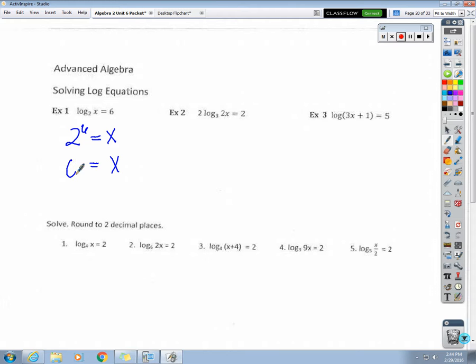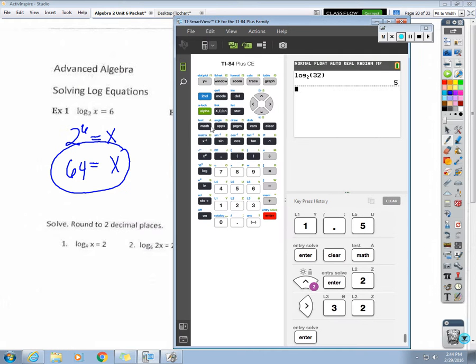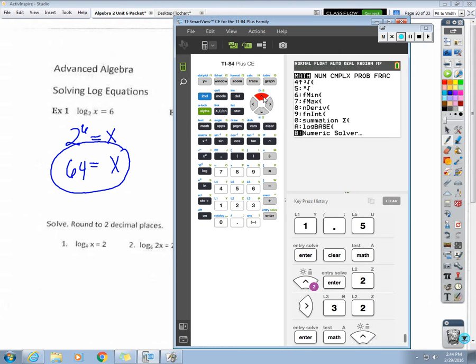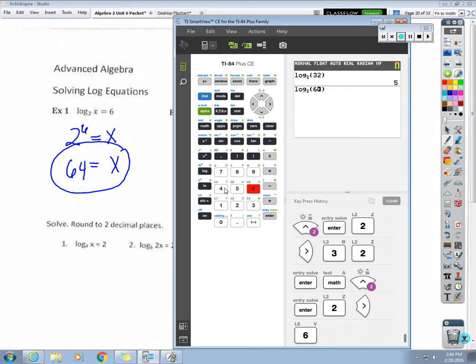Now, you can check your work. How do you think you would check that? Okay, plug it in how? If you pull up the log base, and then look, you plug in the 2 into the base, what would you plug in the parentheses? X, which we're saying is 64. And if we're right, what should the calculator give us? A 6. And we're right.